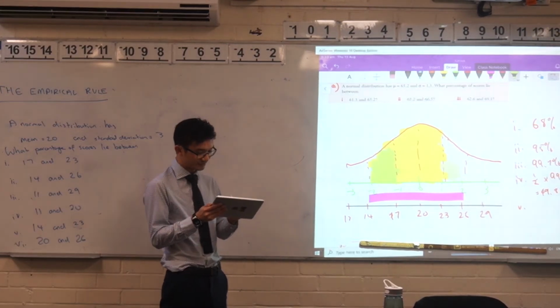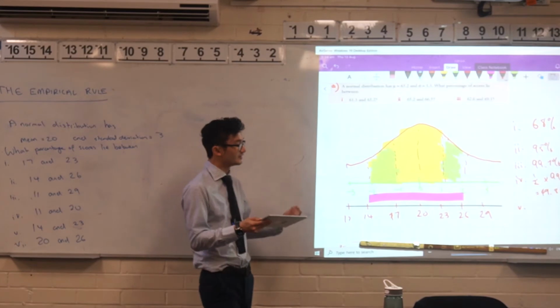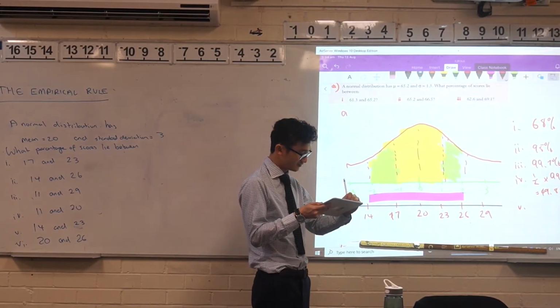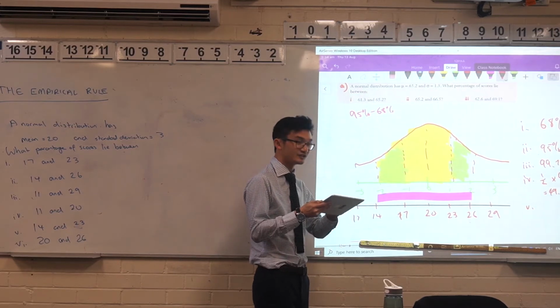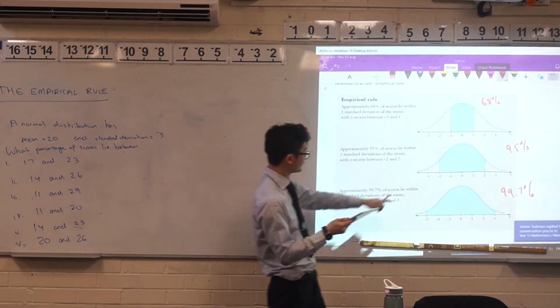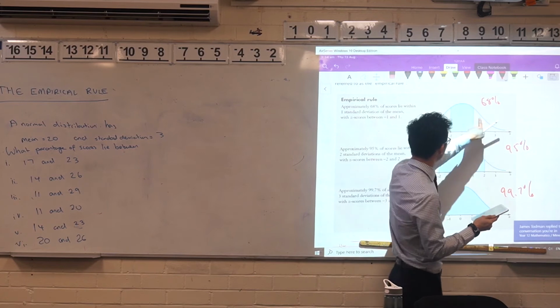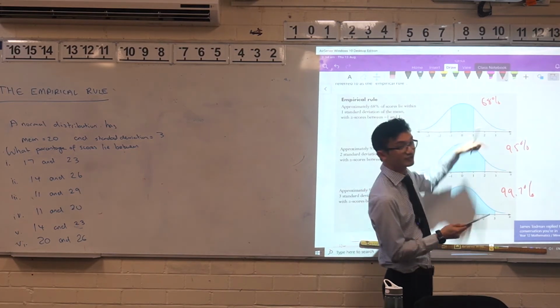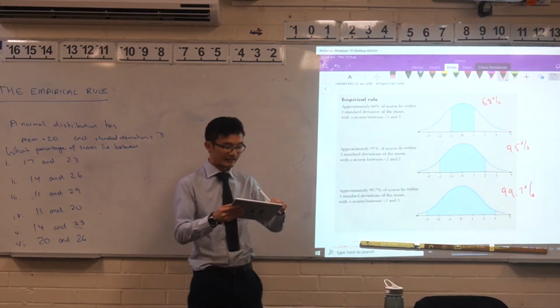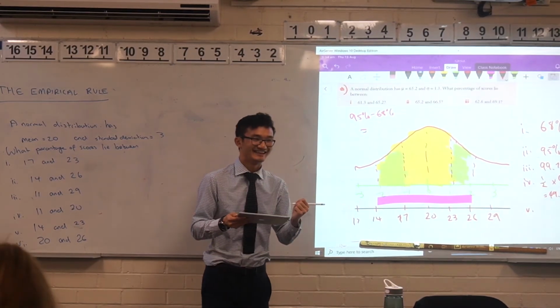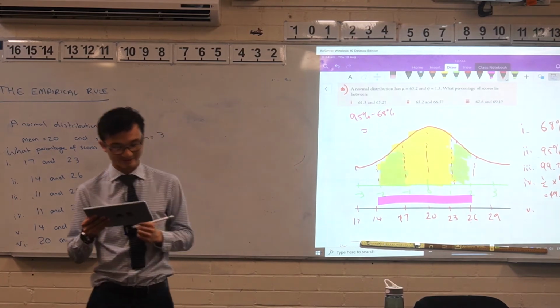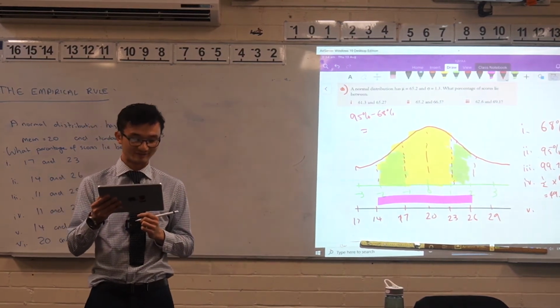Right, the green section, as Kyle said, is going to be 95% take away 68%. Because if you think about the 2 sections over here, if this is 95% and this is 68%, when you subtract them, you're going to get the extra bits out of there. Does that make sense? You're getting the extra bits out of there. So then 95 minus 68. What's that?